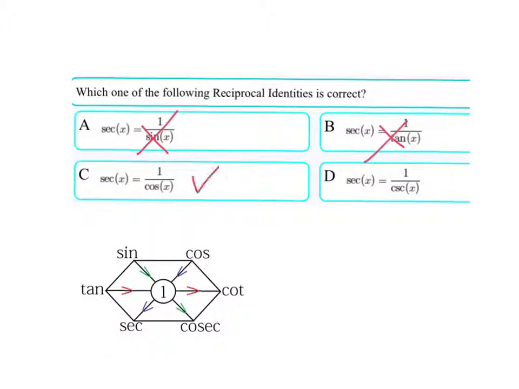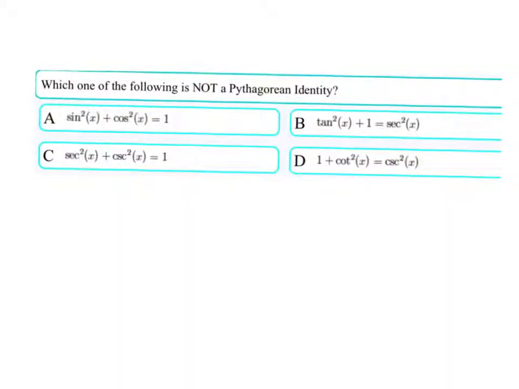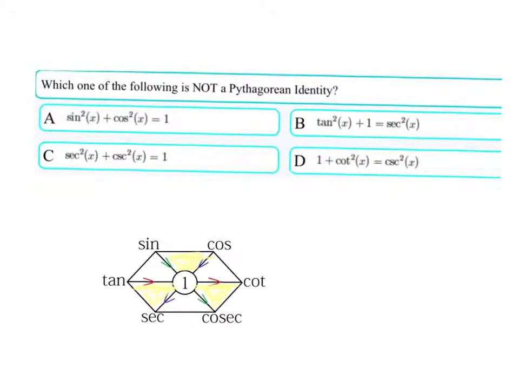We got it. Next. Pythagorean. You try this one too. Okay, don't let the question trick you up. This one says which one is not a Pythagorean identity. Remember, the Pythagorean ones are the ones that are shaded, those 3. And it follows a squared plus b squared equals c squared. So let's look at the first one. Sine squared plus cosine squared equals 1. That's the 3 corners of the top shaded triangle, so that one looks good.